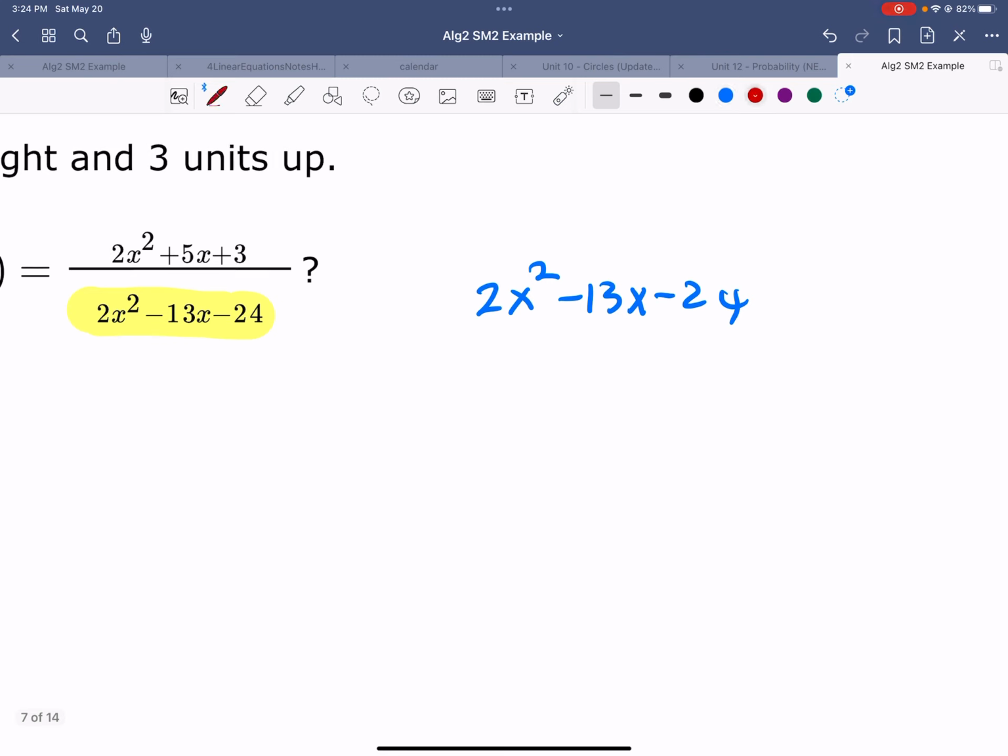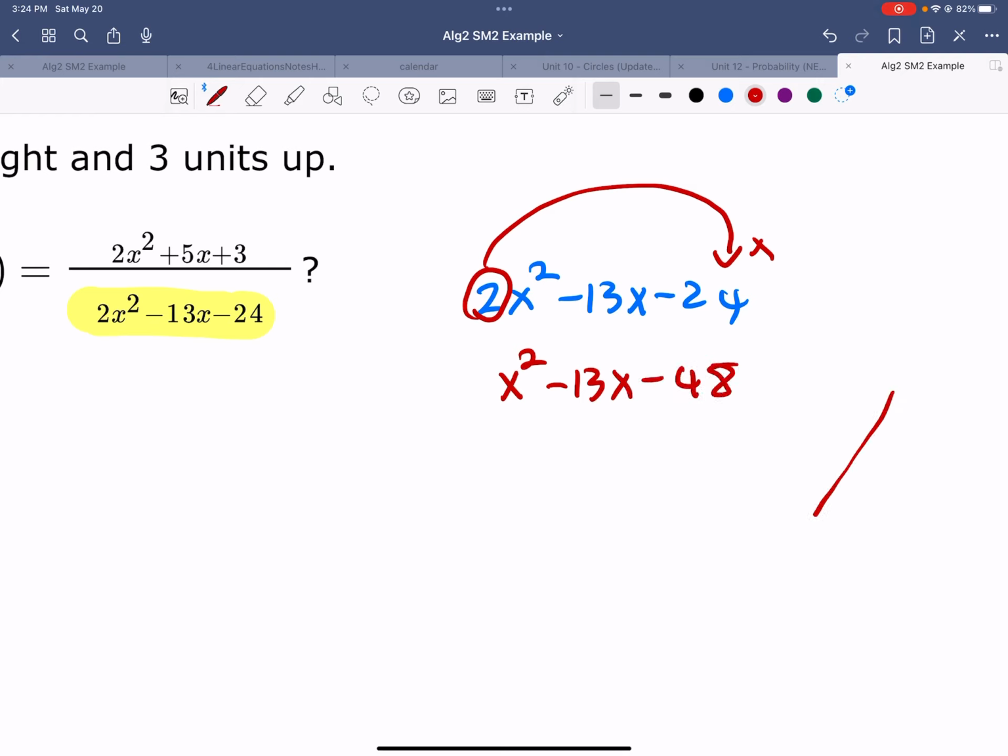So how do I factor? There's a number in front of x squared. So what you have to do is move it to the bottom and then multiply. You get x squared minus 13x, and minus 24 times 2 is 48. Now let's factor it. Negative 48 on the top, negative 13 on the bottom. What are the two number combination? Is it 16 and 3? Yeah, 16 and 3, and negative 16, because I want to get negative 13. So I get x minus 16, x plus 3.